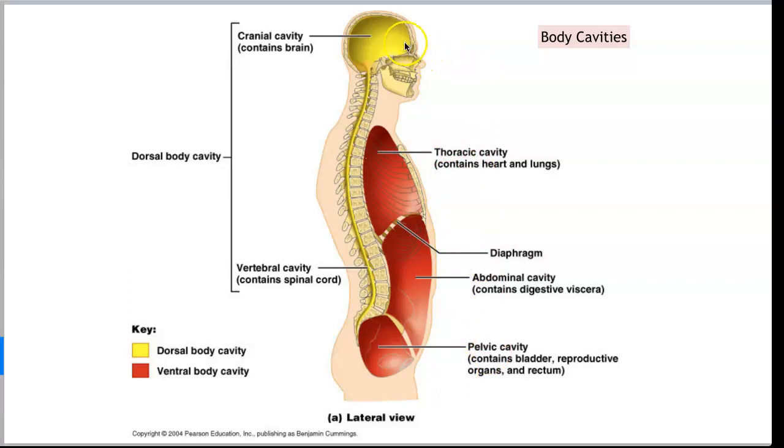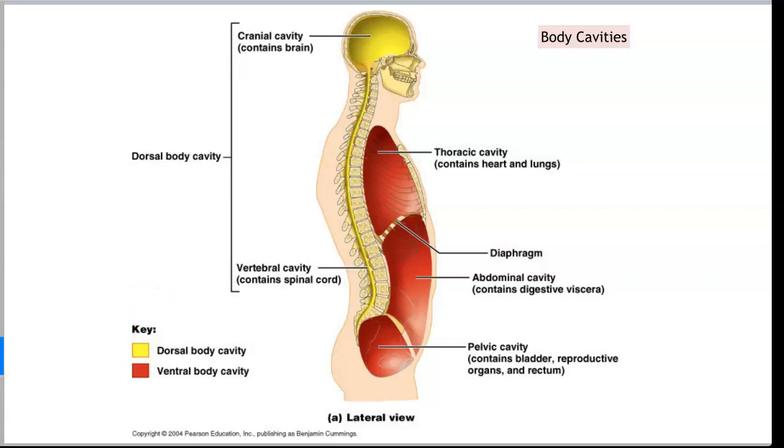So we're going to be starting with the dorsal body cavity. It's easy to understand, not that hard. The dorsal body cavity contains two cavities: the cranial cavity, which houses the brain, and a continuation of the cranial cavity is going to be the vertebral cavity, which is housing and protecting the spinal cord.